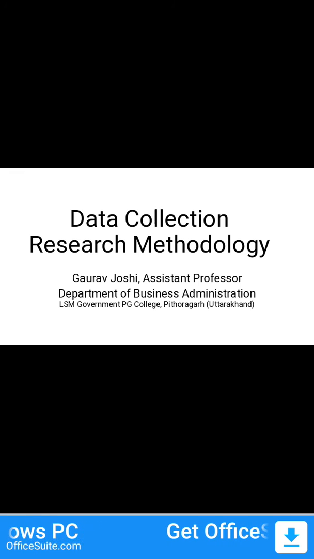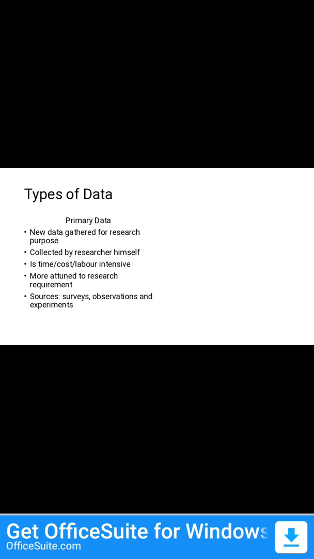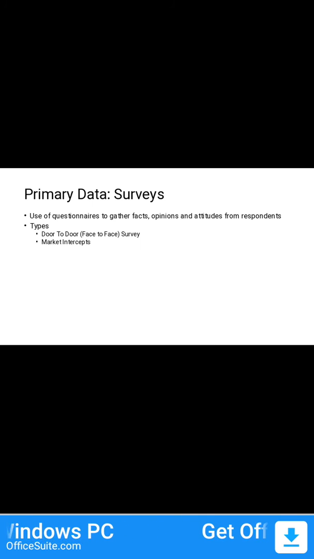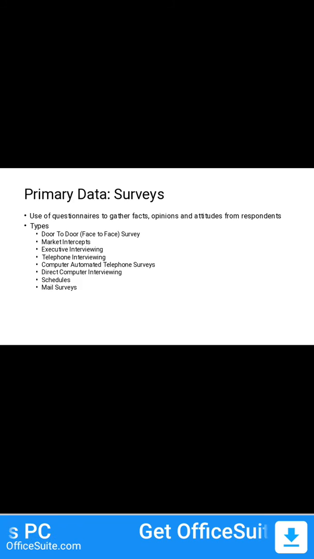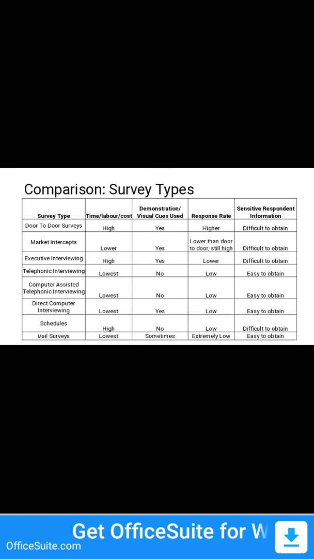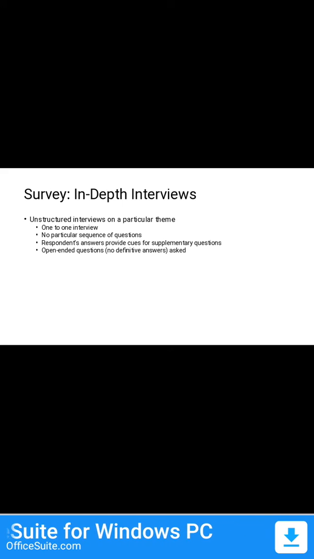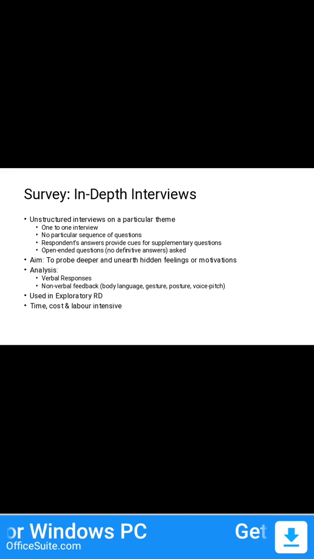Up till now, in data collection, we have discussed the types of data, primary and secondary data. Then we discussed surveys as one method of collection of data, and we discussed the various types of surveys that are there. Apart from that, we compared these different types on various counts. Then we also had a brief discussion on in-depth interviewing, which is used with exploratory research design. Then we talked about the factors which determine the choice of method.